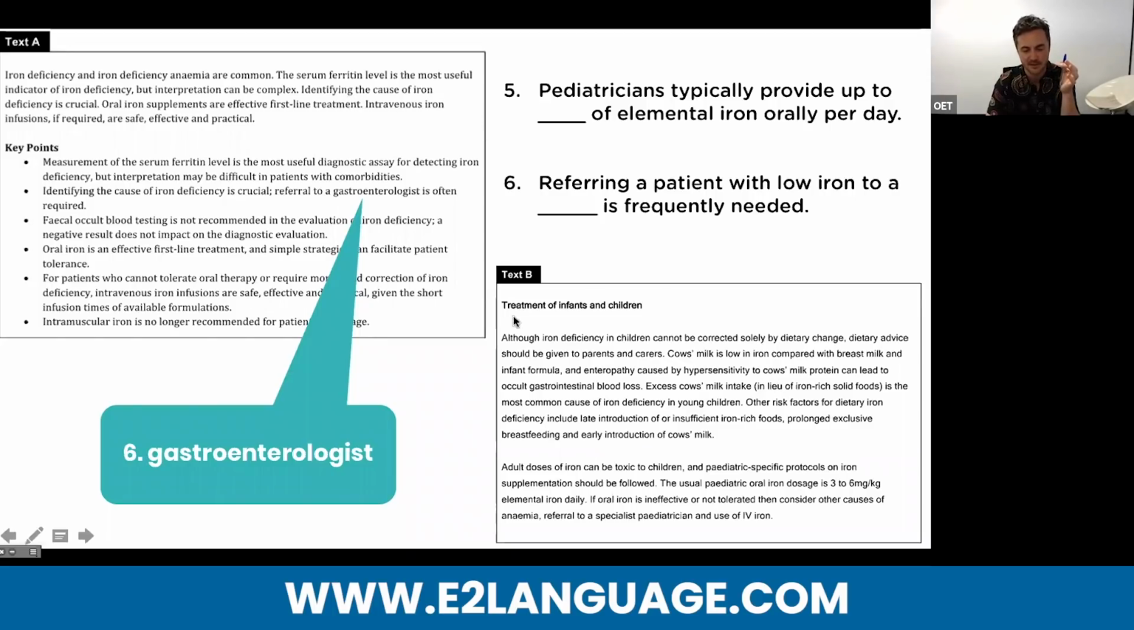Let's have a look at this one here. So I'd be going infants, children, cow's milk, risk factors, adult doses, pediatricians. You know, I'd be just loading my head with those keywords for text B. It's definitely about children, but it's also about milk. It's about pediatricians, etc. So then I've got a pretty good idea to know how to come back to that one.